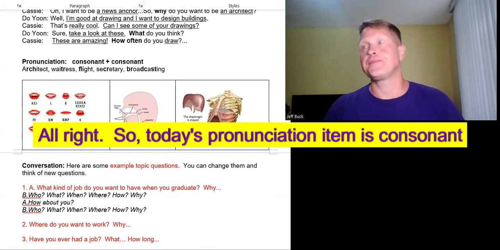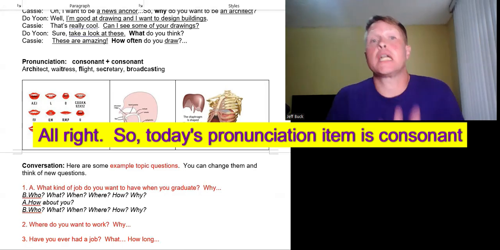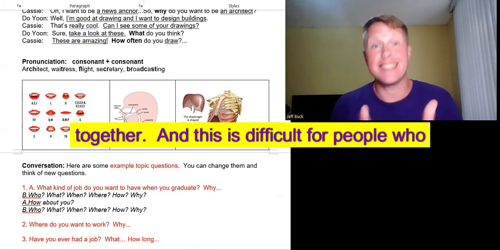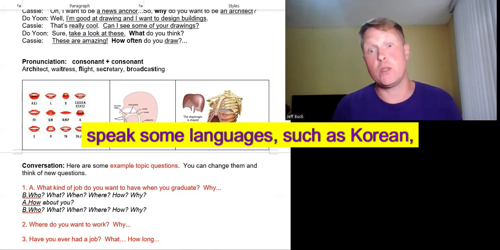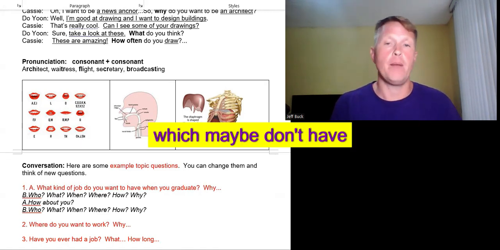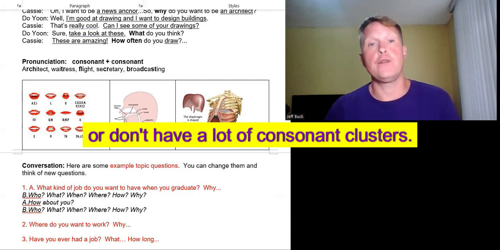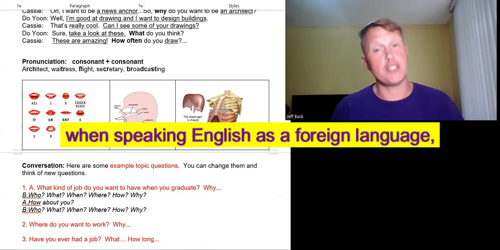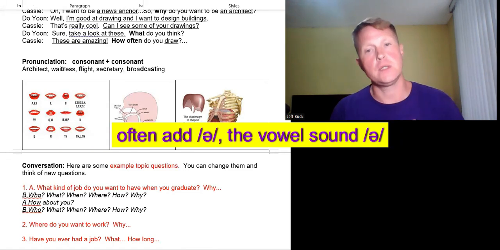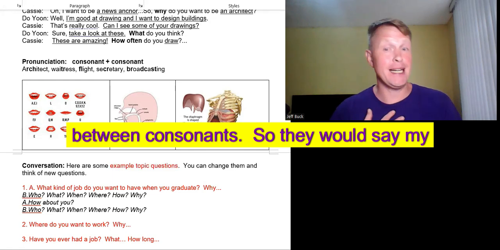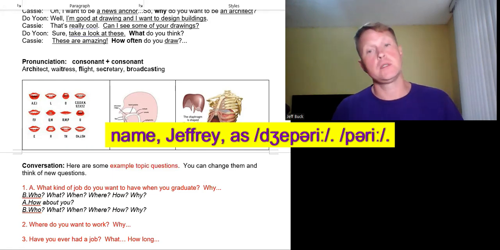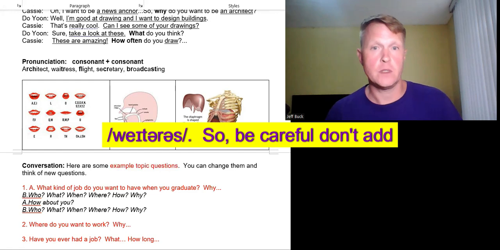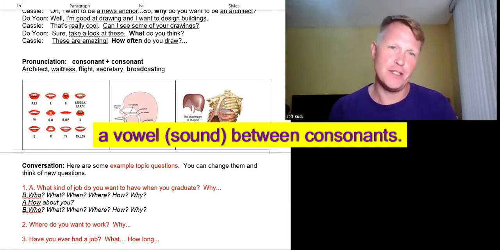All right. So today's pronunciation item is consonant clusters. Two or three consonants that are used together, pronounced together. And this is difficult for people who speak some languages such as Korean, which maybe don't have a lot of consonant clusters. So, for example, Korean speakers, when speaking English as a foreign language, often add a vowel sound between consonants. So they would say my name, Jeffrey, with extra vowels. All right, or they might say instead of waitress, waitress with an added vowel. So be careful, don't add a vowel between consonants.